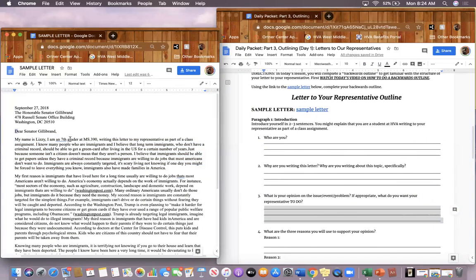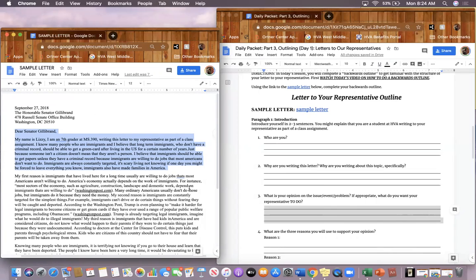So now I'm on the left-hand side of my screen. I've highlighted what I'm going to read. My dear Senator Gillibrand, my name is Lizzie. I am a 7th grader at MS 390 writing this letter to my representative as part of a class assignment. I know many people who are immigrants, and I believe that long-term immigrants who don't have a criminal record should be able to get a green card after living in the US for a certain number of years. Just because someone isn't a citizen doesn't mean they aren't a person.